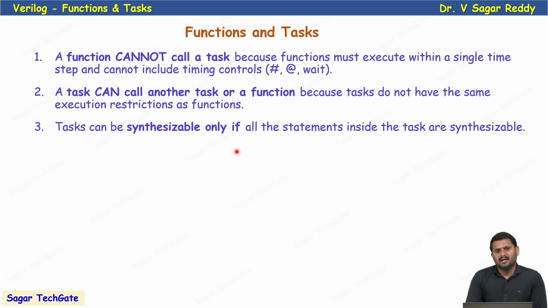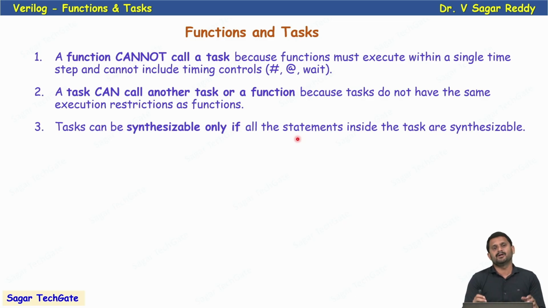Now see, this task can be synthesized only if all the statements inside the task are synthesizable. Most of the time, we use a task for test bench purposes. Clear? These tasks are not synthesizable because they contain timing related constructs like hash 10 or at the rate or maybe some wait statements. In that case, we cannot synthesize. Most of the time, the task contains some timing related construct, so we never synthesize. So most of the time, we use a task for developing a test bench.